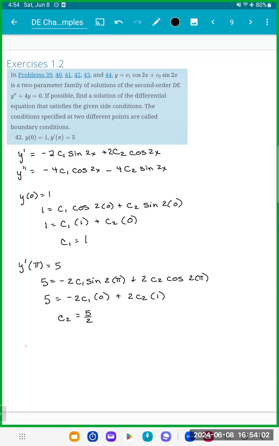So in this case, our boundary value problem solution is y equals cosine of 2x plus 5/2 sine of 2x.